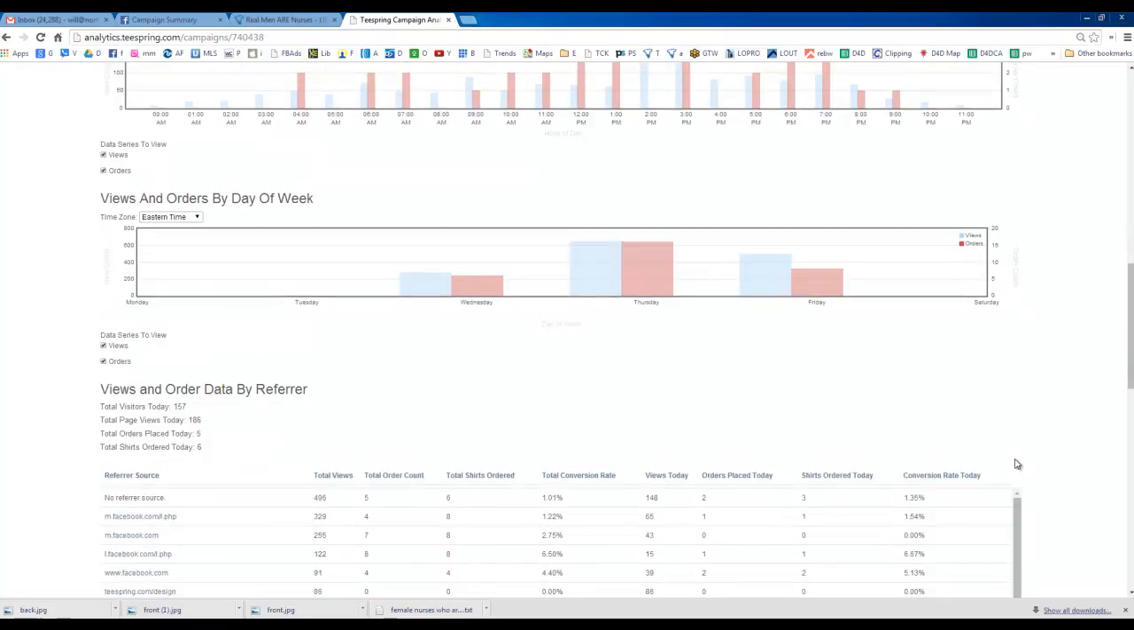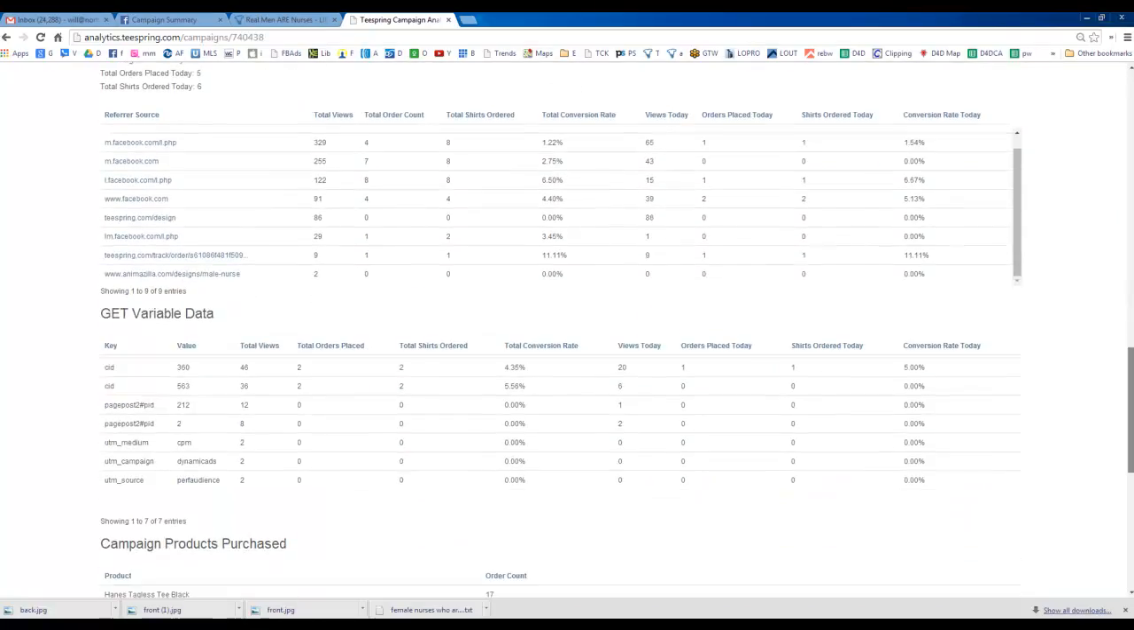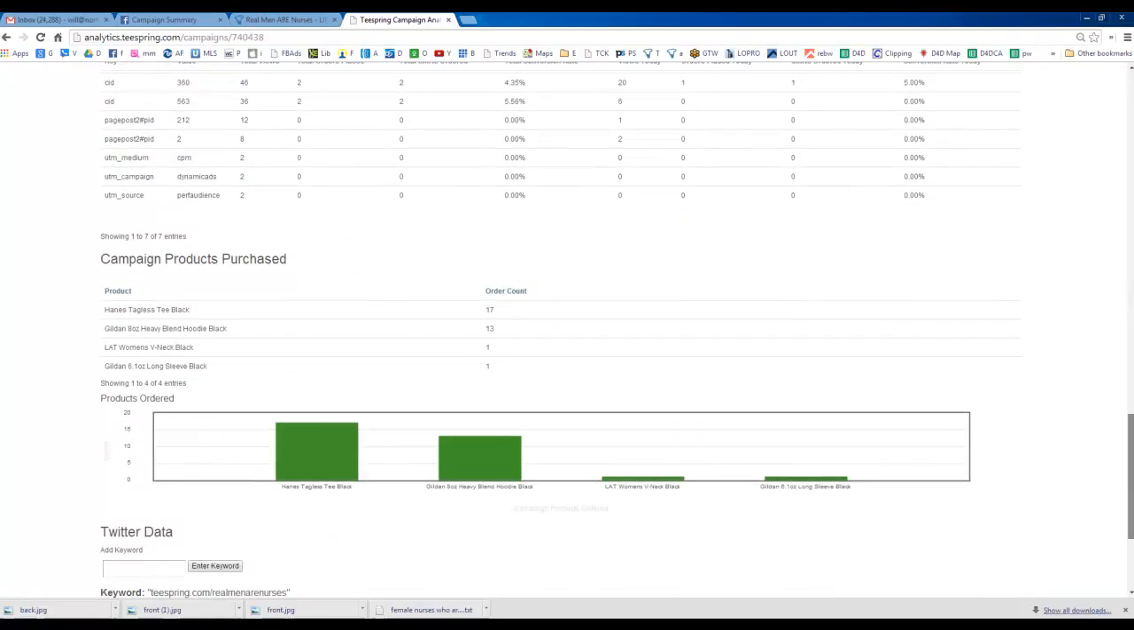And here, orders by day. This really isn't helping me much. What is helping me is going back up and looking. Here we can see more people have bought into the tees. I'm wondering if maybe we should create an ad with the tee in the foreground. Maybe, maybe not, we'll see. But more people are buying the tees. The hoodies are at 13, 17. We've got a woman who purchased a ladies V-neck, and a long sleeve black.